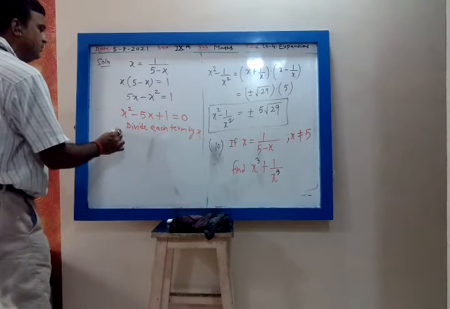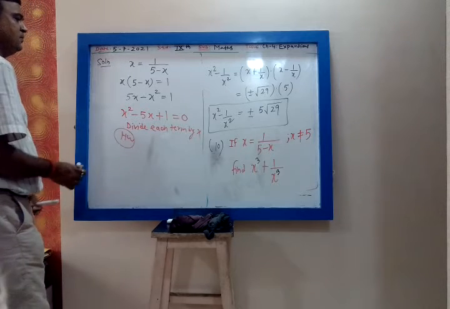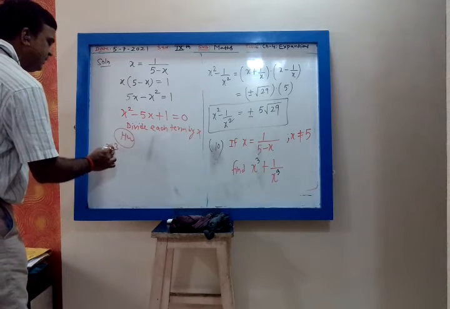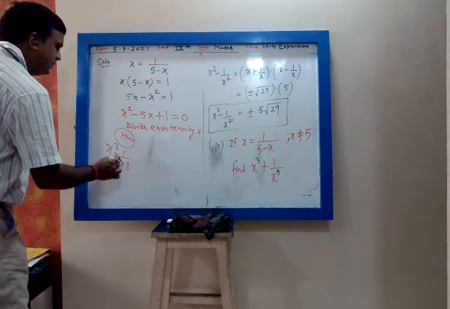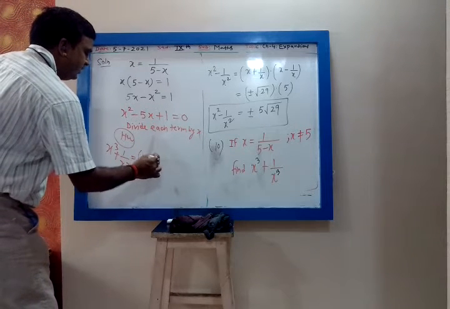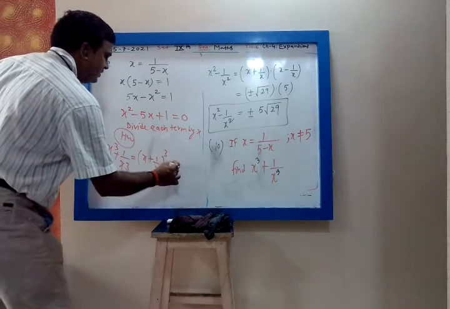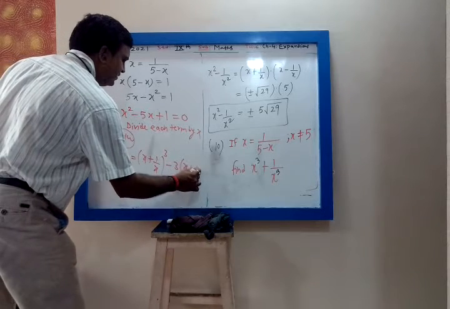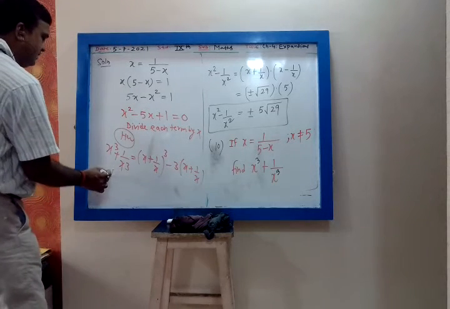And the further part will be homework. You will get the value of x plus 1 upon x. Then finally x cube plus 1 upon x cube will be x plus 1 upon x whole cube minus 3 into x plus 1 upon x. That's all. So the further part is homework.